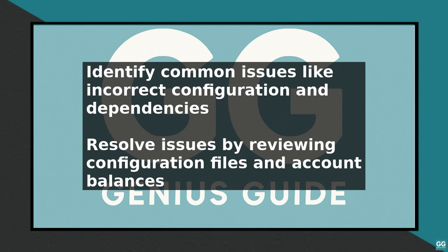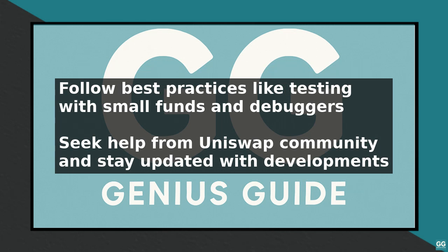Best practices for troubleshooting the Uniswap SDK include testing with a small amount of funds on a test network, using a debugger to step through the code, and seeking help from the Uniswap community. The Uniswap community is active and helpful, with many developers contributing to the protocol and providing support.